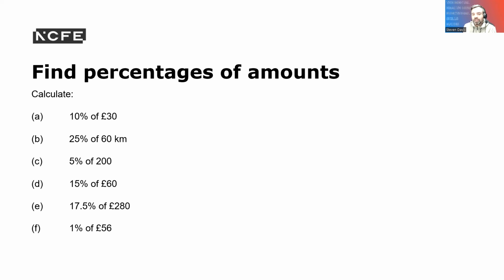So to calculate 10% of 30, that's 30 divided by 10, which is 3. Now 25% of 60: there are 4 lots of 25 in 100, so you do 60 divided by 4, which will give you 15.